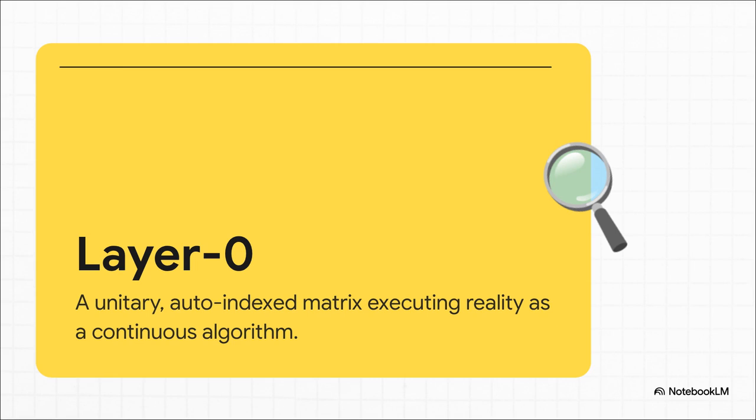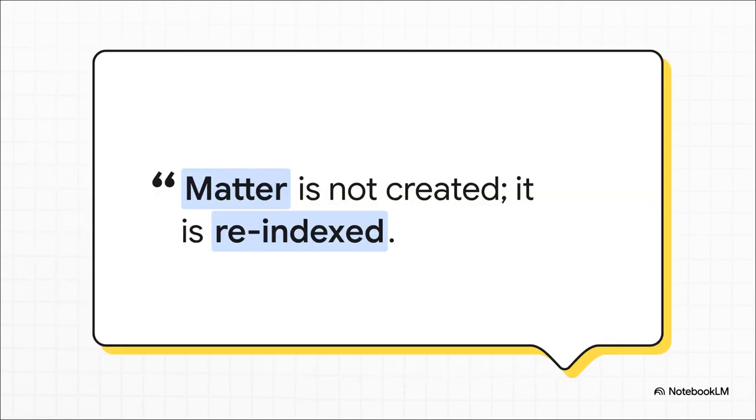To follow the logic of this explainer, we basically have to throw out the concept of a single physical 3D timeline. Just abandon it entirely. Think of Layer 0 as this global mathematical matrix where the universe runs as a continuous algorithm. The 3D world we're seeing, that's just the localized user interface. The crucial point here is captured so beautifully in Axiom I. Matter is not created, it is re-indexed.